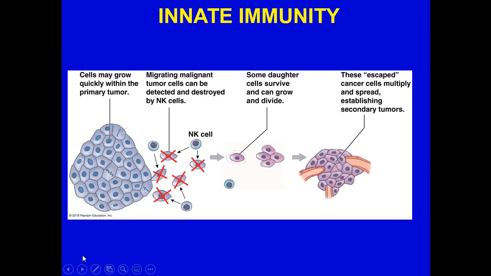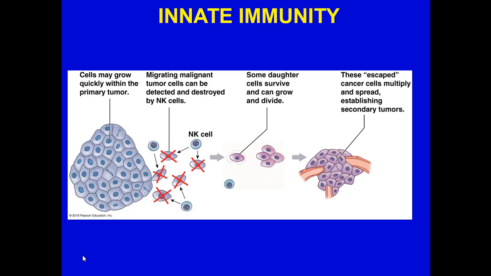Now, if you sit there and say to yourself, well, golly gee, that's great, but how come we have so many people dying of tumors? Okay, what you have to understand is that when you have a cell that goes into the primary tumor, NK cells may not get all of those tumor cells, whether they're migrating yet or whether they're actually in the original tumor.